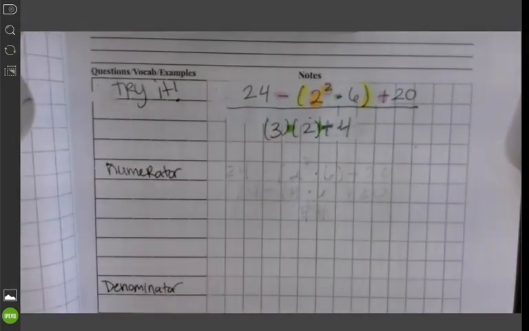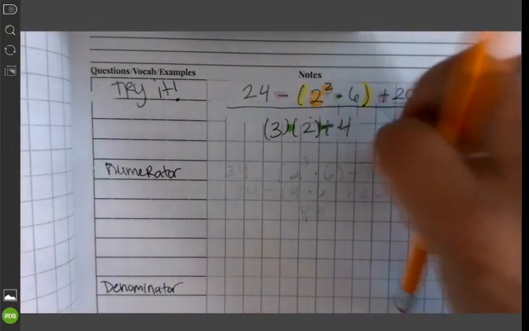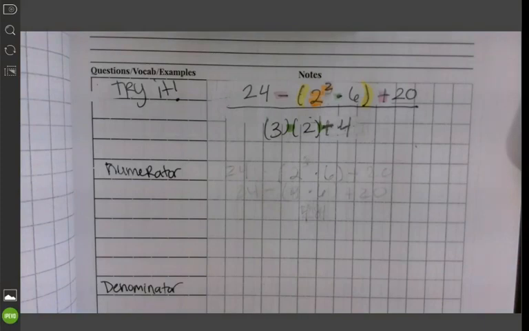Next page. Try it. I want you to try to solve this. So push pause and see if you can solve this expression. And then we're going to do it together.